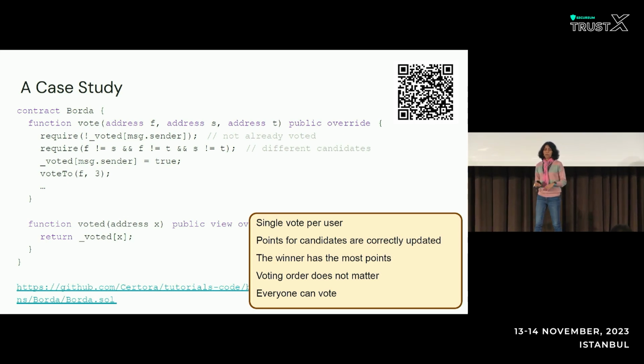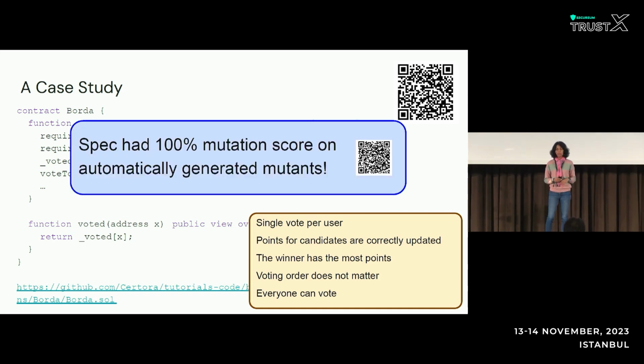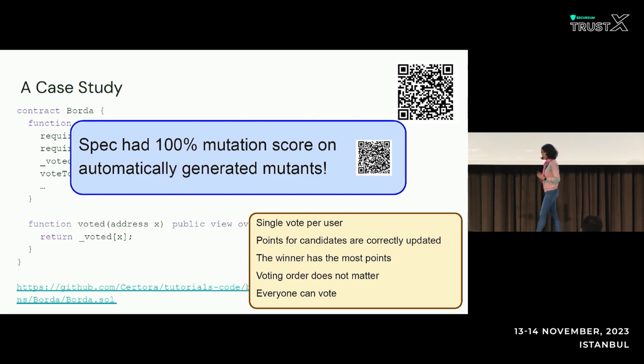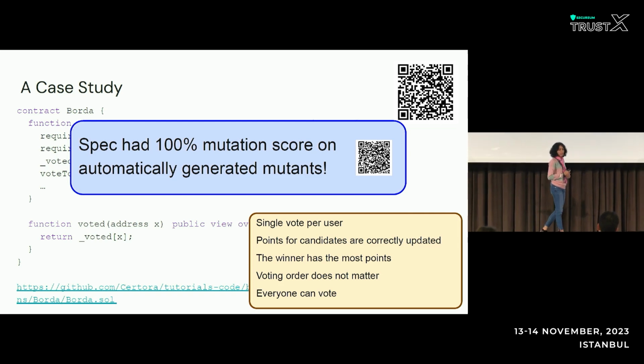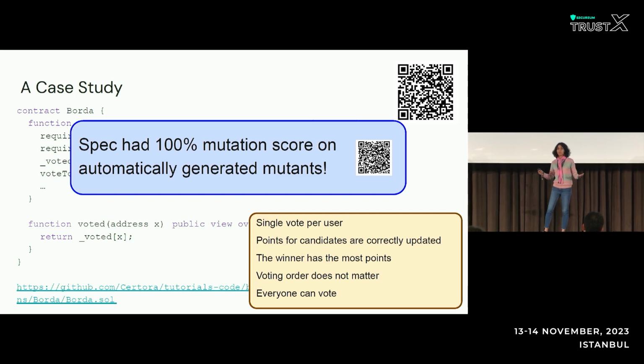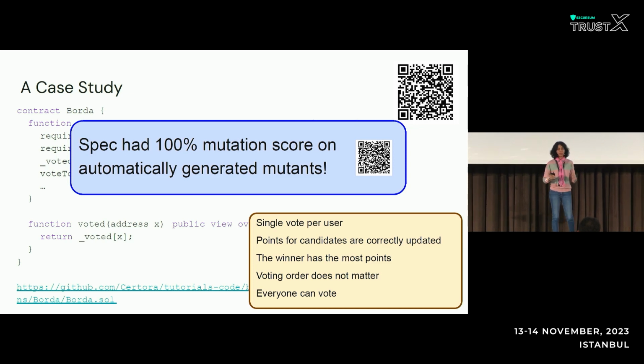Okay, so these are some properties that we wrote, and we actually have a mutation testing tool. So we use the tool to generate some mutants, and we actually even got a 100% mutation score. So we were really happy. We were like, this is the best specification we could have written. There's no loopholes. We're good to go.